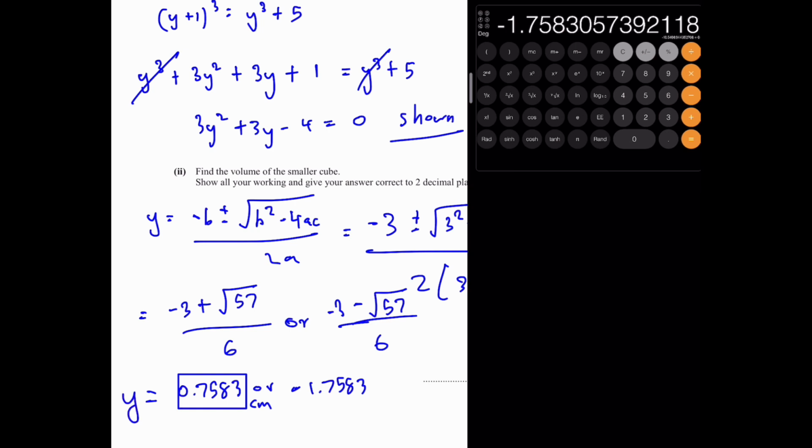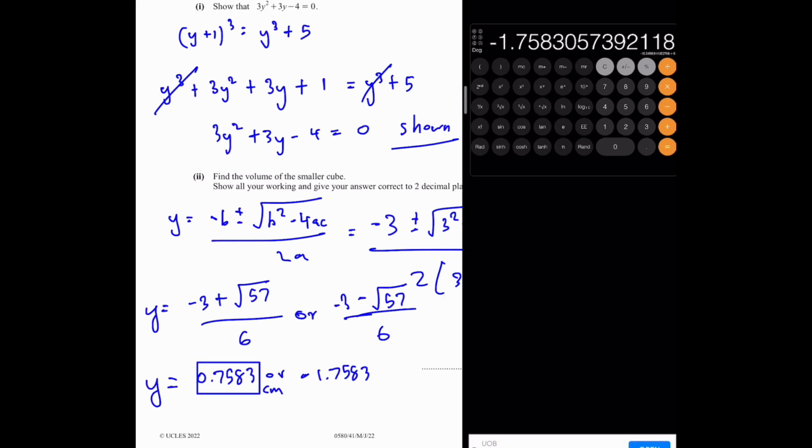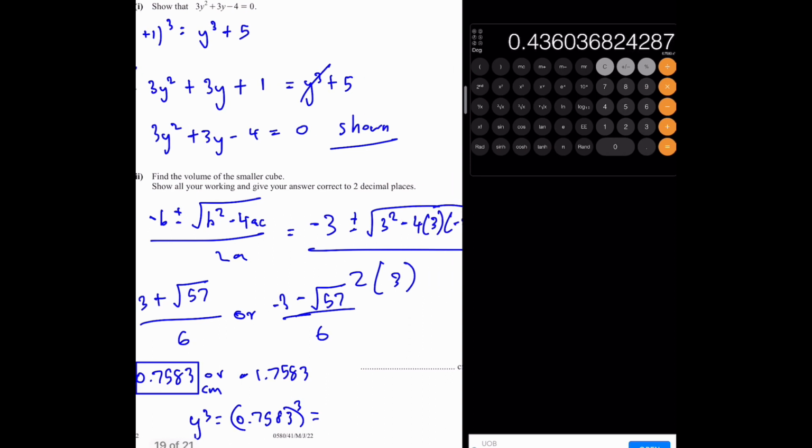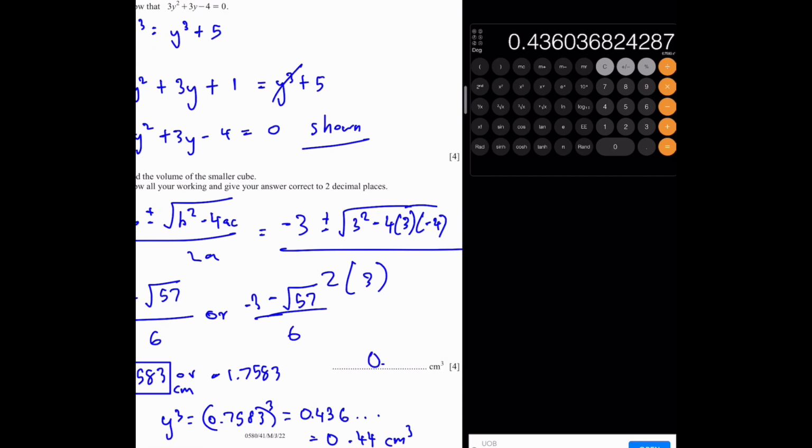That's equal to y. So now the volume of the smaller cube, y cubed, is equal to 0.7583 cubed. And when we do that, let's go to our calculator. We get 0.436, and it just goes on like that. So it's 0.44 centimeters cubed to 2 decimal places. That's the answer.